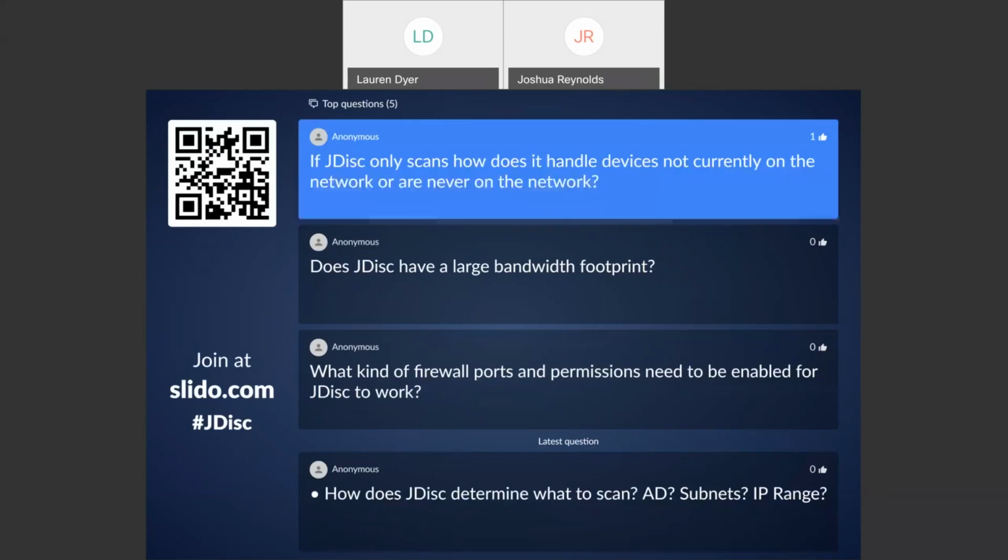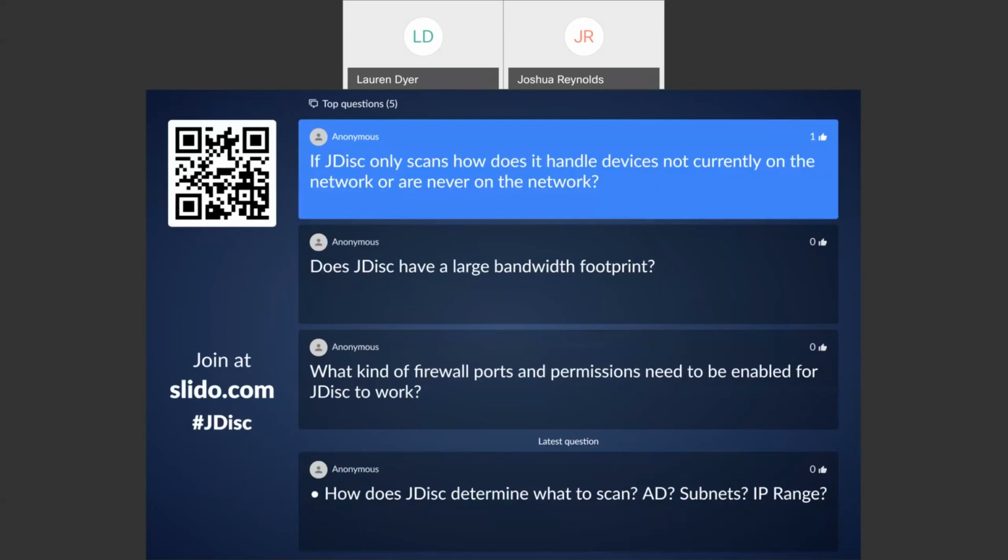So the first one is, if JDisc only scans devices on the network, how does it handle devices that are not or were never on the network? It's an excellent question, and I would be actually surprised if no one did ask that. So you're right, JDisc is network dependent.